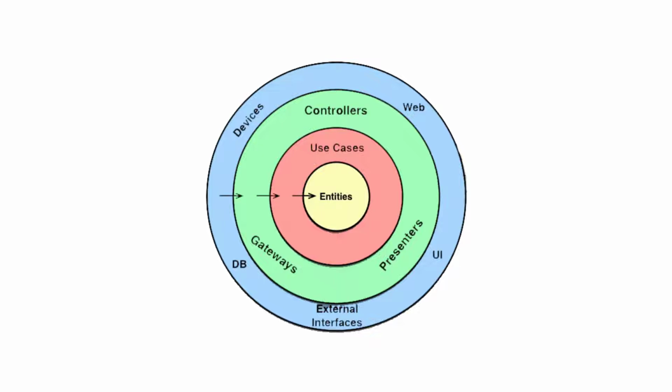In particular, the name of something declared in an outer circle must not be mentioned by the code in the inner circle. That includes functions, classes, variables, or any other named software entity. By the same token, data formats used in an outer circle should not be used by an inner circle, especially if those formats are generated by a framework in an outer circle. We don't want anything in an outer circle to impact the inner circles.